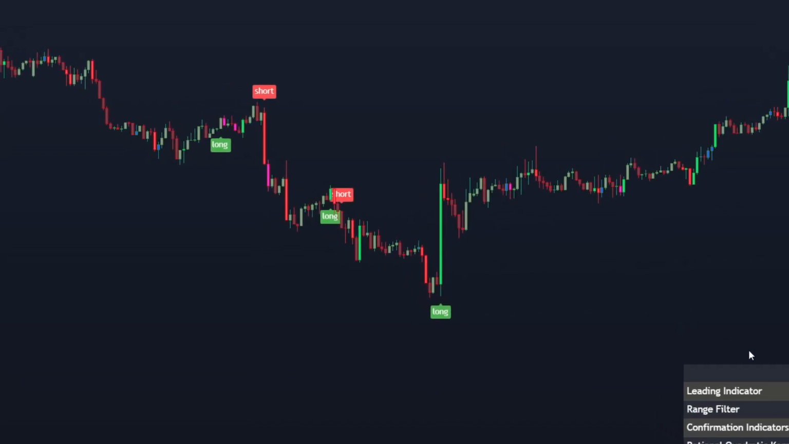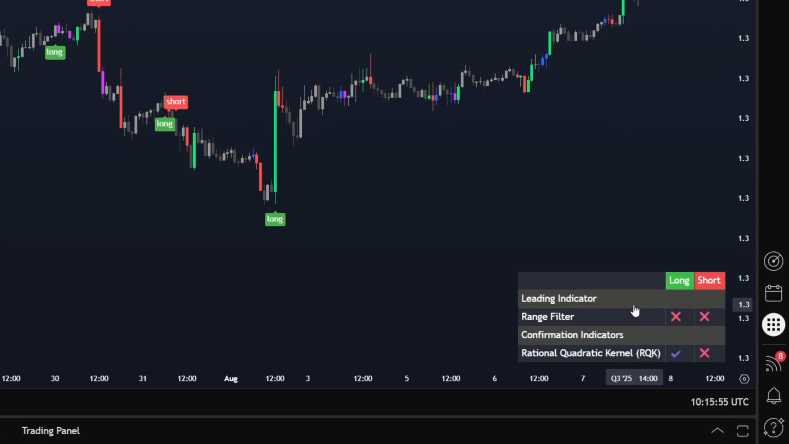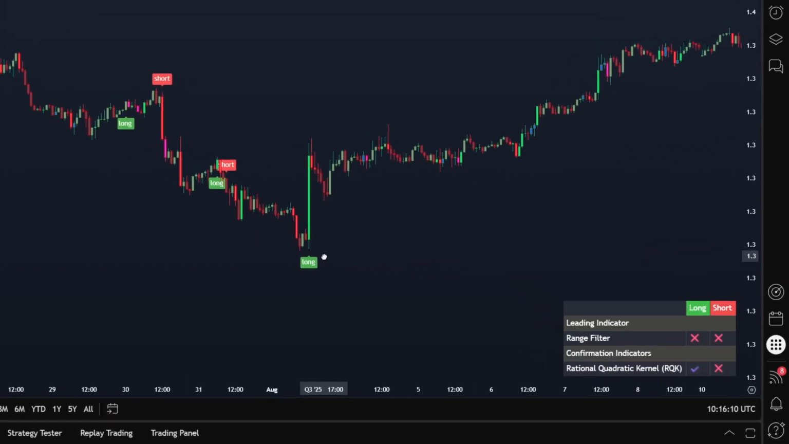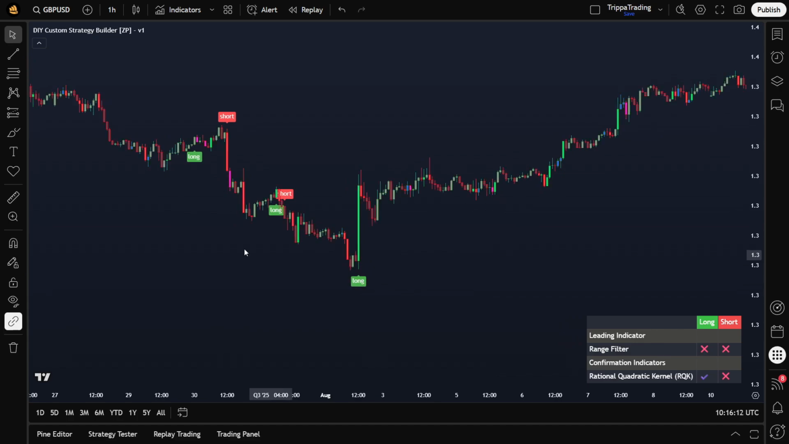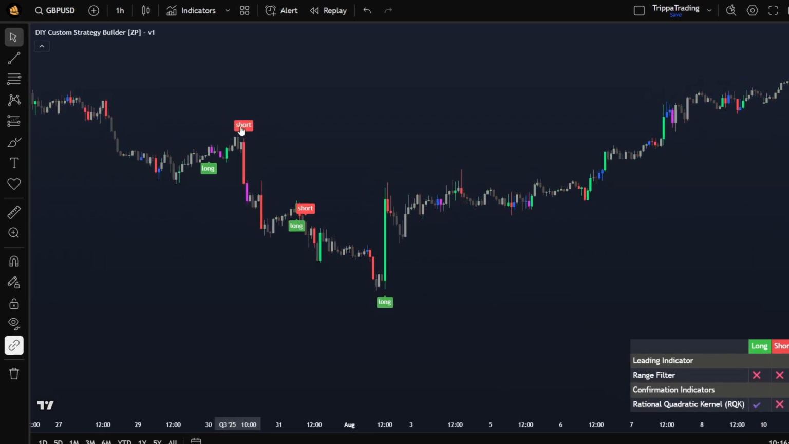By default, the indicator adds a table to your chart. This table shows the leading indicator and the confirmation indicators that you select. For example, the default leading indicator is range filter and the confirmation indicator is rational quadratic kernel. Whenever both agree, the chart prints a buy or sell signal. A buy signal means both gave buy conditions at the candle close. A sell signal means both gave sell conditions.